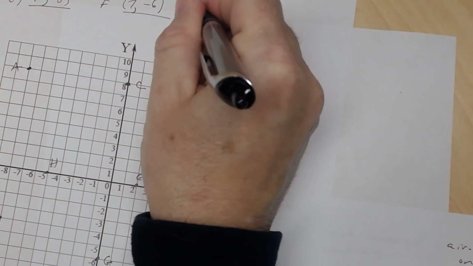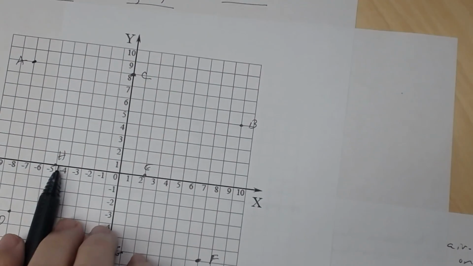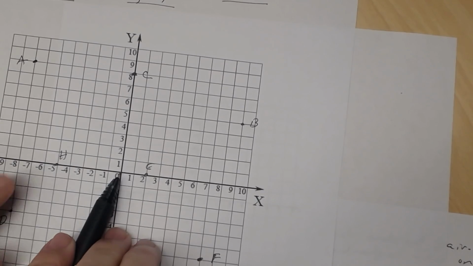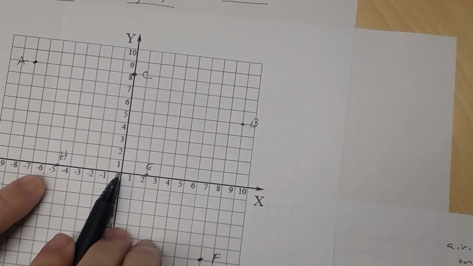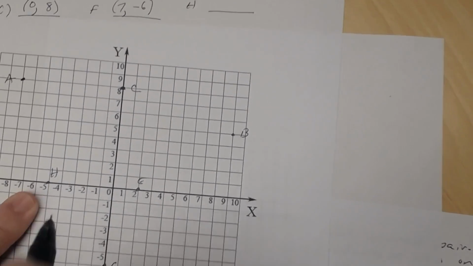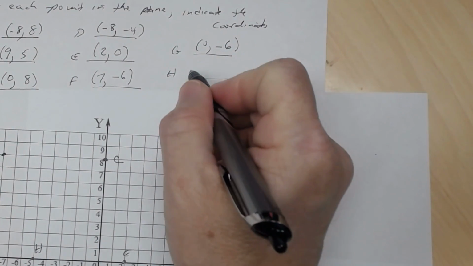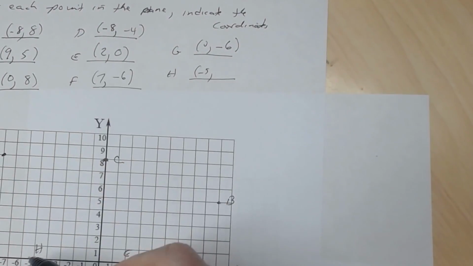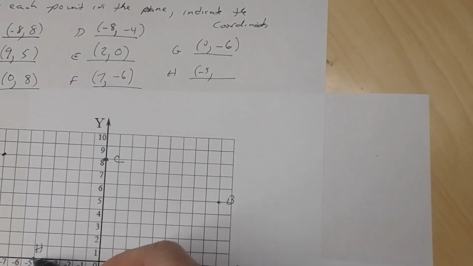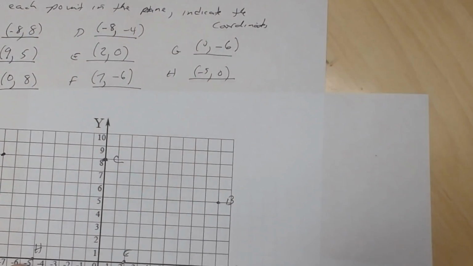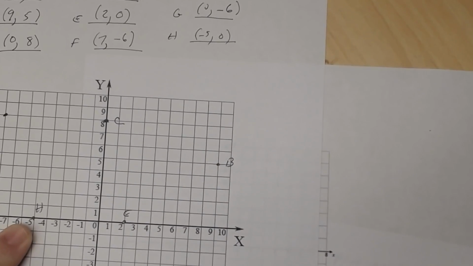All right, H. Here's where H is. I start at the origin. To get to H, I'm going to go 5 units to the left, so the x-coordinate is -5. But I don't go up or down because that's the point I want to be at. So I stay there, so the y-coordinate is 0.